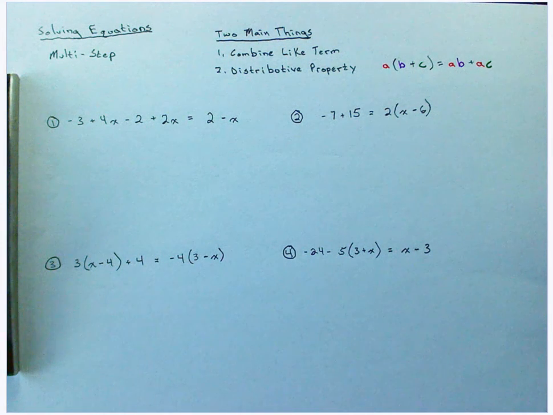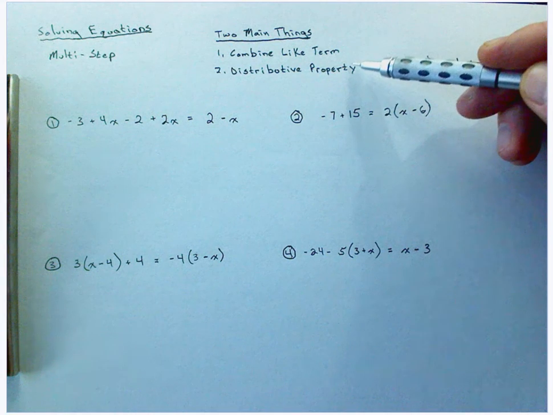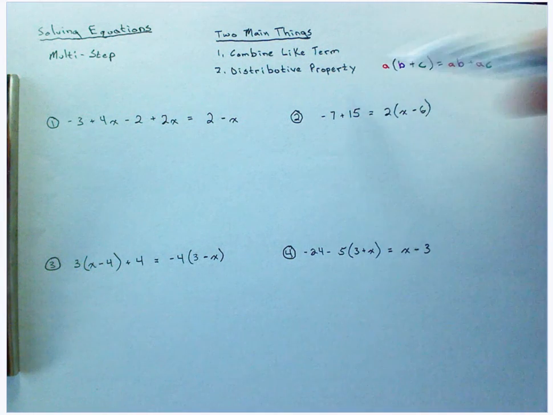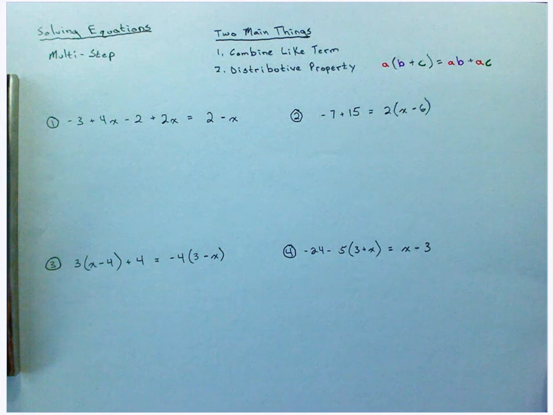Hey guys, last thing for solving equations, we're going to look at multi-step. Here's the cool thing about multi-steps: we're going to have to do two main things, combine like terms and use the distributive property. But as soon as we do both of those, we end up with a one-step or a two-step equation, which we've already covered and should know how to do. And we know how to combine like terms. We did that with expressions. And you should have already covered distributive property in a prior course.